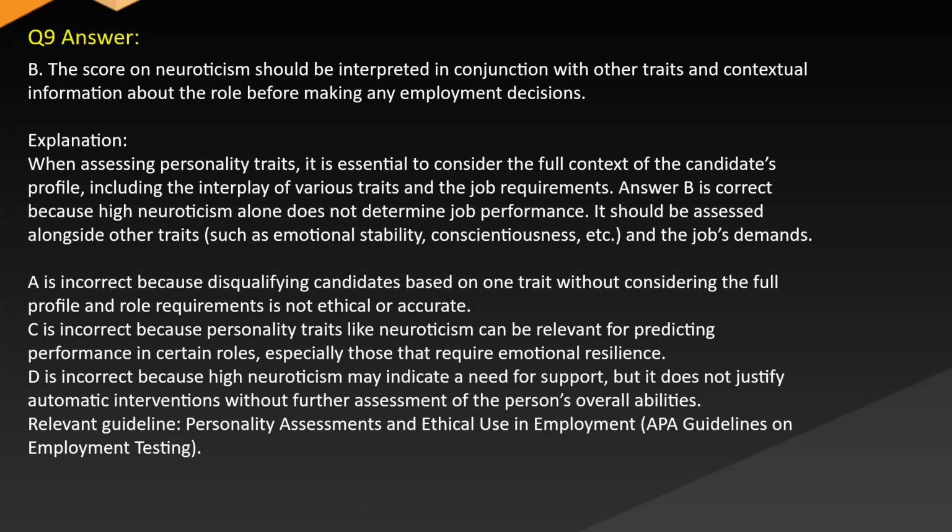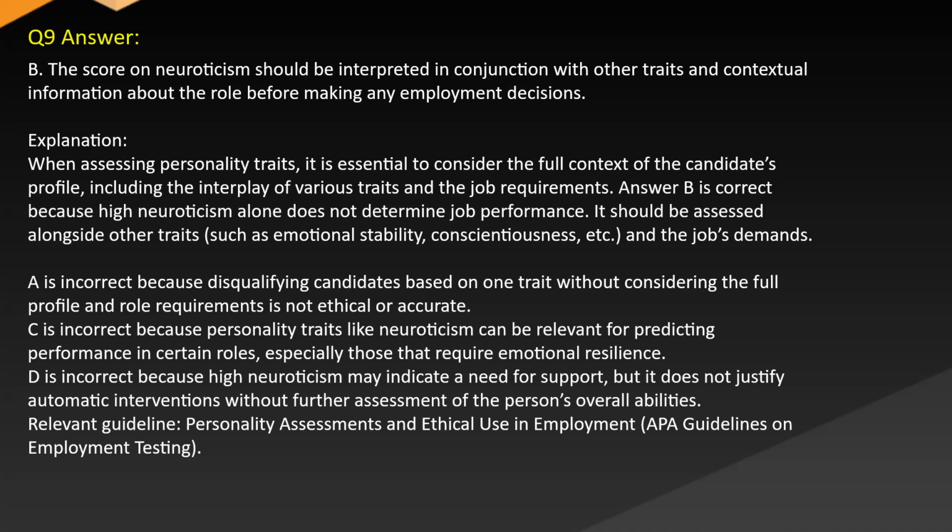Answer: B. The score on neuroticism should be interpreted in conjunction with other traits and contextual information about the role before making any employment decisions. Explanation: when assessing personality traits, it is essential to consider the full context of the candidate's profile, including the interplay of various traits and the job requirements. Answer B is correct because high neuroticism alone does not determine job performance. It should be assessed alongside other traits, such as emotional stability, conscientiousness, etc., and the job's demands. A is incorrect because disqualifying candidates based on one trait without considering the full profile and role requirements is not ethical or accurate.